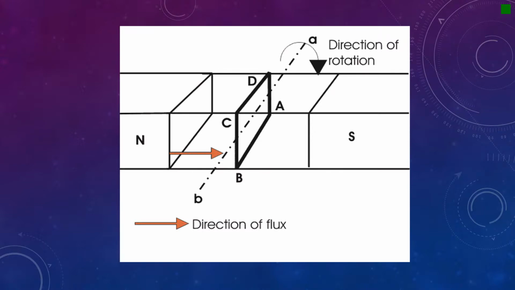If the loop continues to rotate about the axis, every time the side AB comes in front of the S pole, the current flows from A to B, and when it comes in front of the N pole, the current flows from B to A. Likewise, every time the side CD comes in front of the S pole, the current flows from point C to point D, and when it comes in front of the N pole, the current flows from point D to point C.